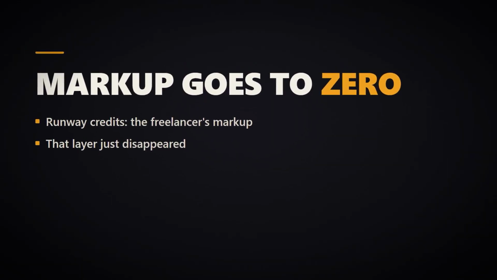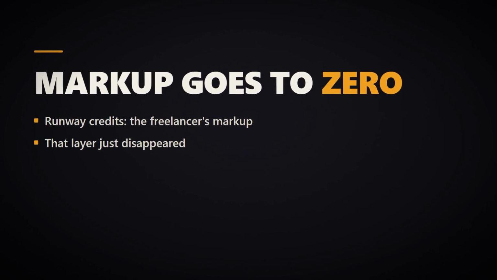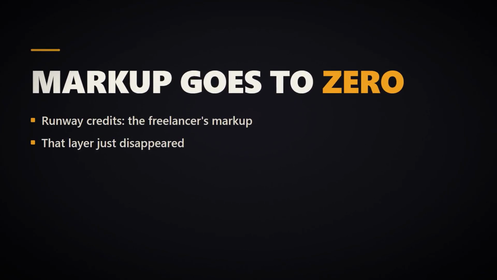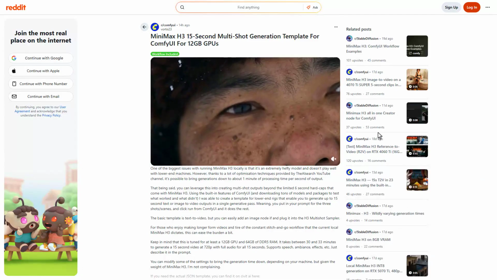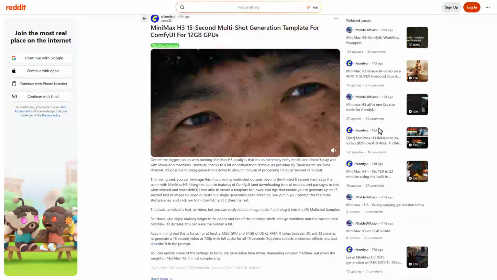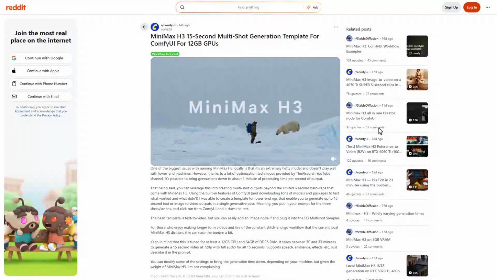Middle rung freelancer economics were already thin. They marked up Runway credits and charged their time on top. The Runway credits half of the invoice is what just went to zero for their competitors. Their time layer stays, it just isn't $1,200 of markup anymore.